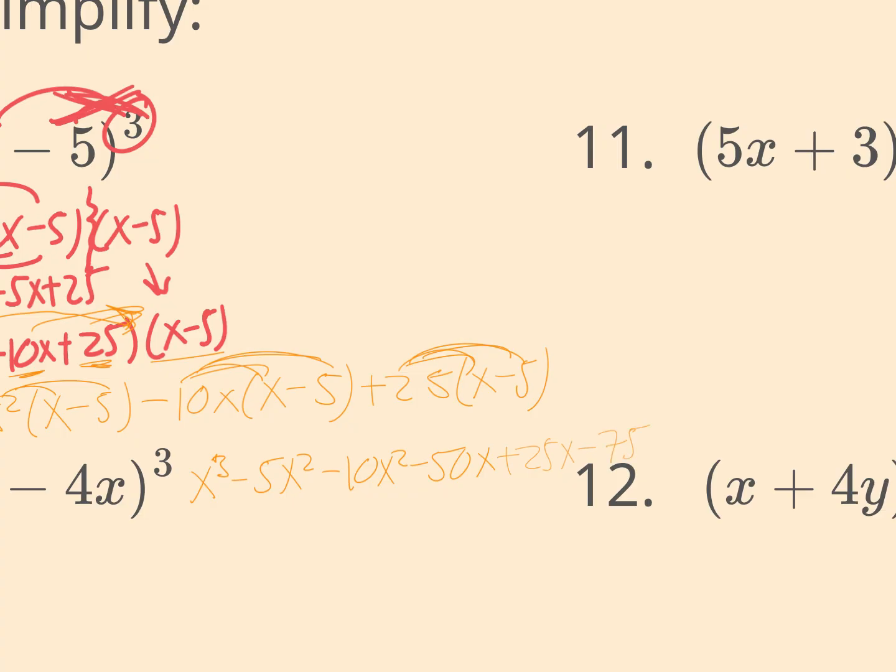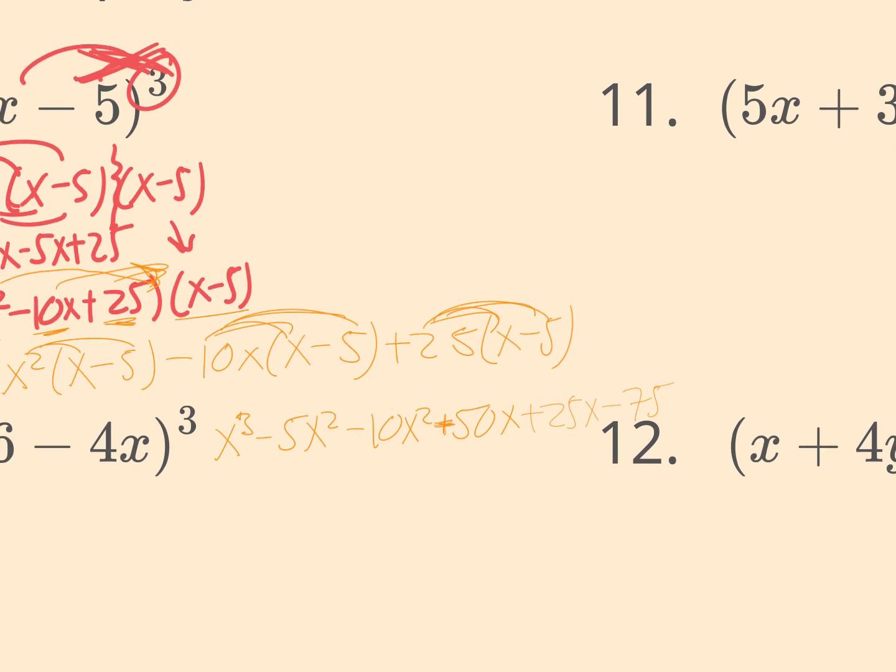Now, this should be a plus 50x. Negative times negative is positive. All right, so now let's combine like terms. Negative 5x squared minus 10x squared is negative 15x squared. And 50x plus 25x is 75x. And then nothing else combines, so I get a minus 75. Oh, sorry, keep making mistakes. All right, 125. Minus 125. And then bring down the x to the 3rd.